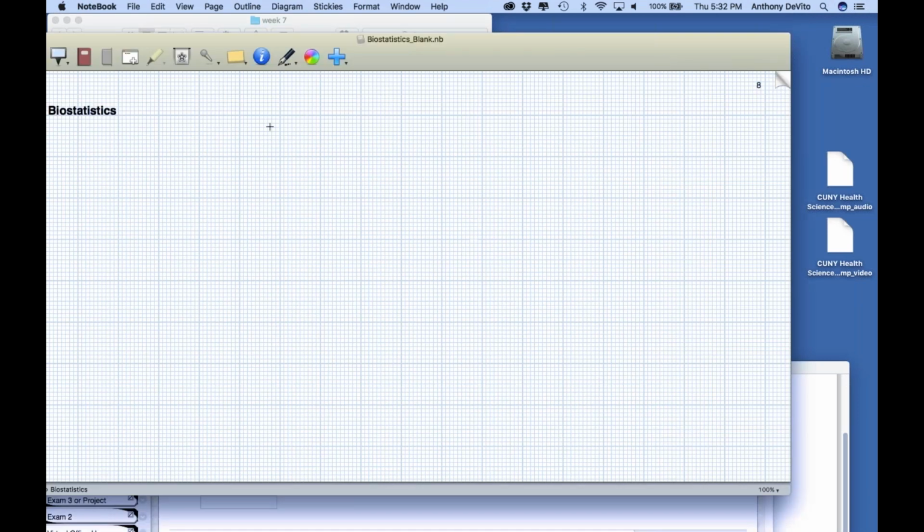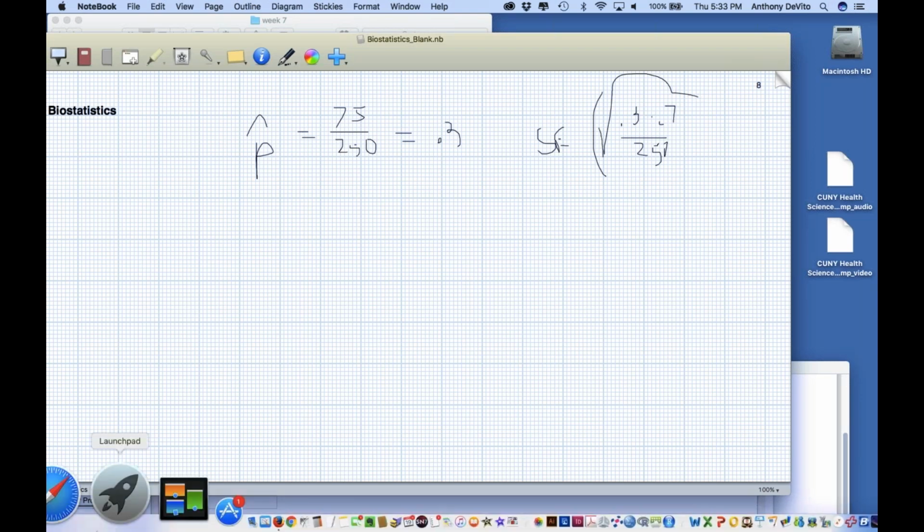Okay, so p cap is equal to 75 over 250, which is equal to 0.3. Okay, I'll take your word for it. So the standard error is equal to 0.3 times 0.7 over 250, and take the square root of that whole thing. What does that come out to be?